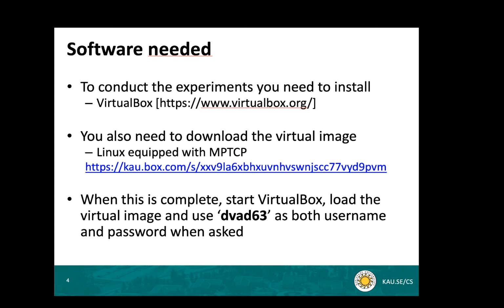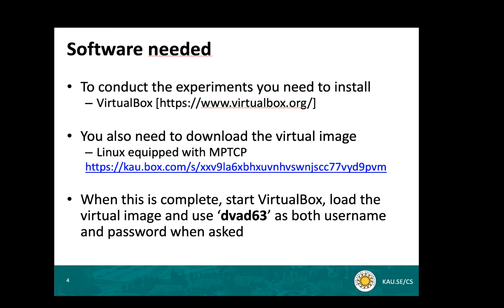So the emulated environment consists of a virtual machine. To run this, you will need the VirtualBox software, which you can find on www.virtualbox.org. Then we have prepared a virtual machine image, which is basically a Linux Debian installation with an MPTCP kernel and the Mininet installation. And you can find those files to download at the link cowbox.com.